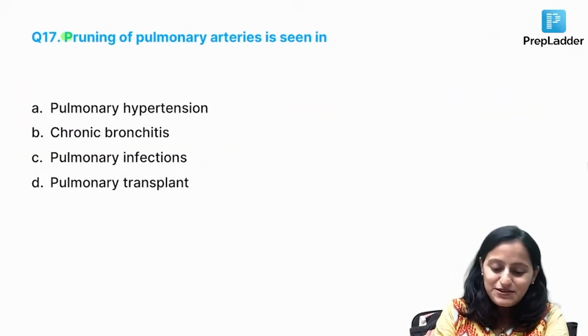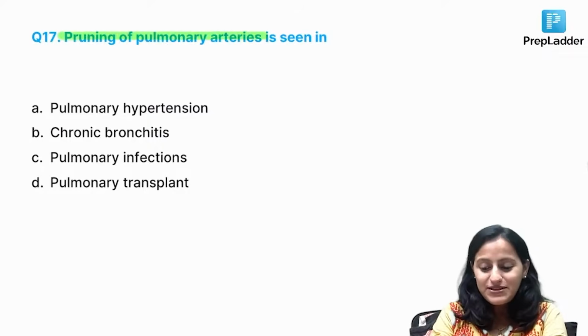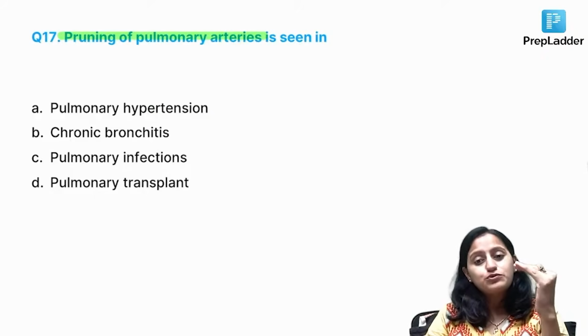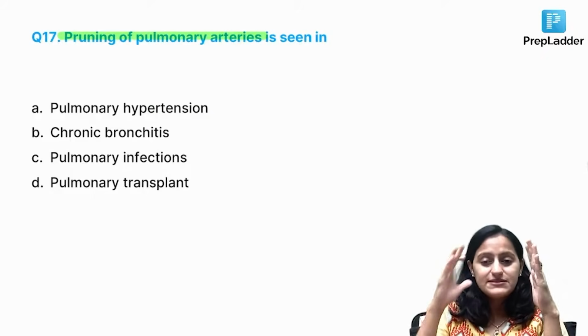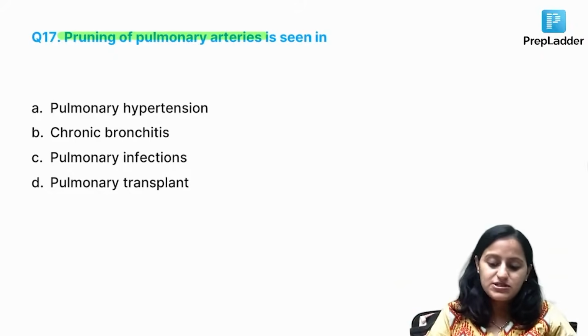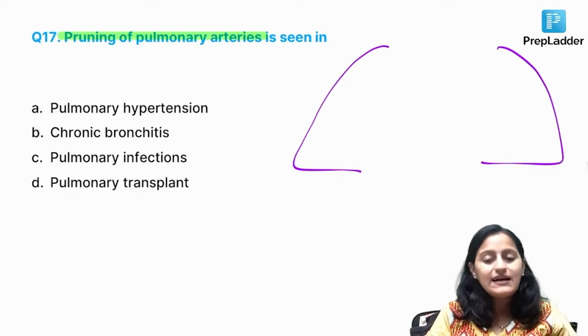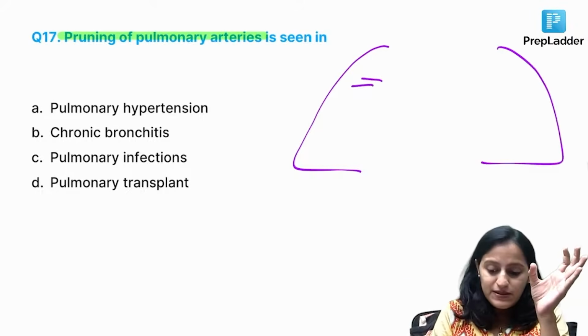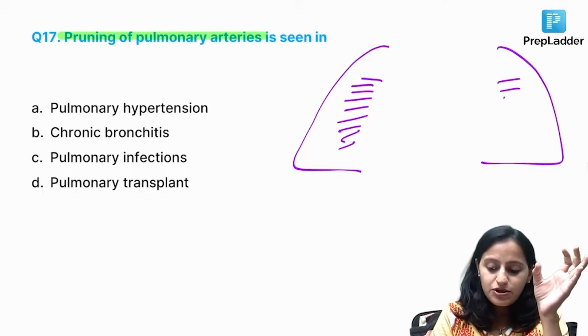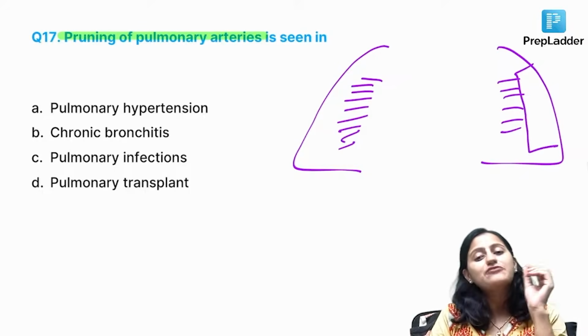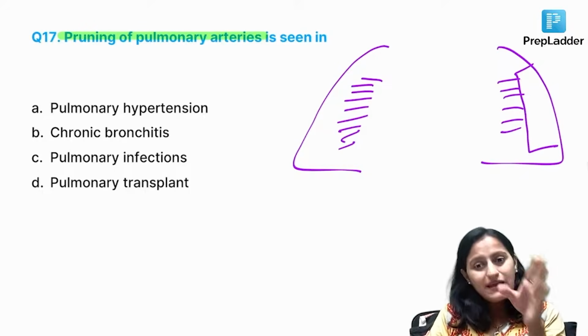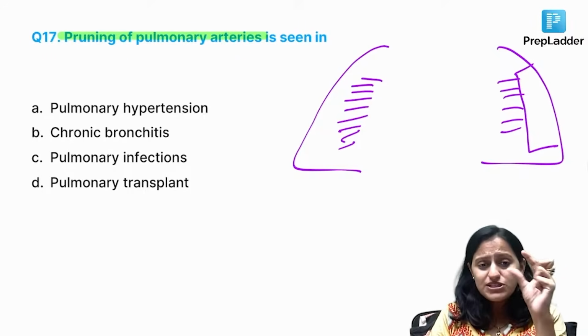In which condition do you see the pruning of the pulmonary arteries? See, what do you mean by pruning? A pruned tree appearance is a tree with peripheral branches cut off. So if these are the lungs with the vascularity, you will see the vessels only here. You are not seeing the vessels in the lateral, the peripheral part. So the peripheral vessels are cut off. So this is what you see.